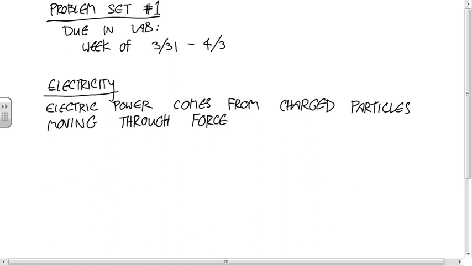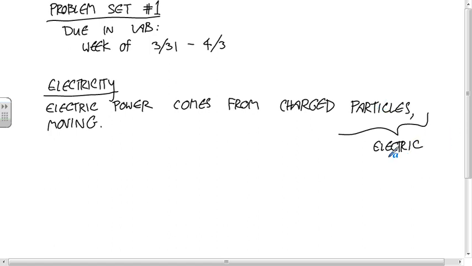Well, actually, let's make it simpler than that. Skip the force fields part. Just charged particles in motion, okay? If you have charged particles that are moving, that's called electric current, and that's where all electric power comes from. Everything that has to do with electricity comes from the motion of charged particles.